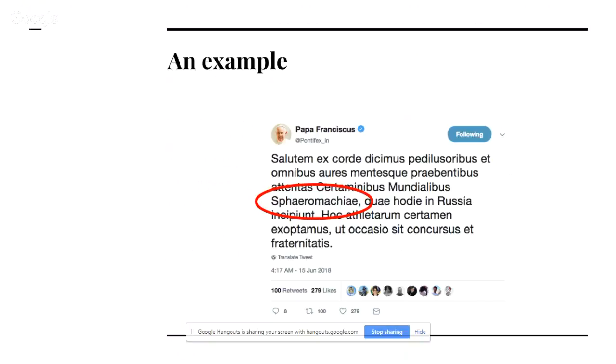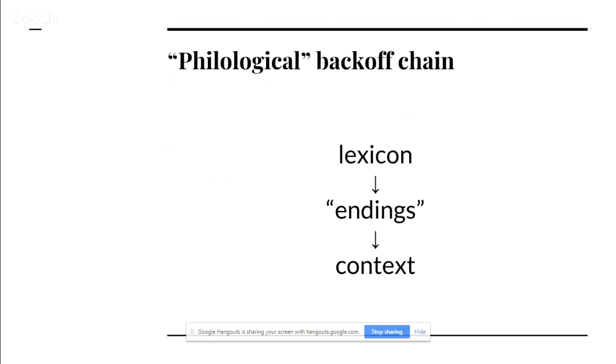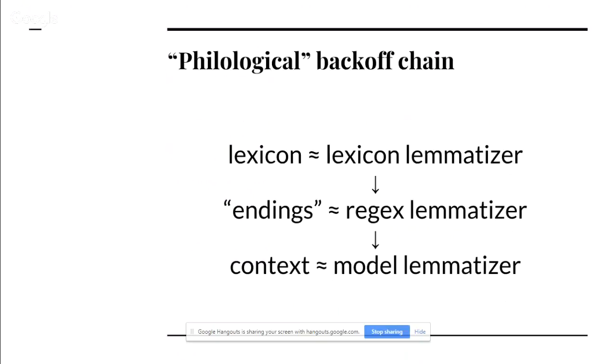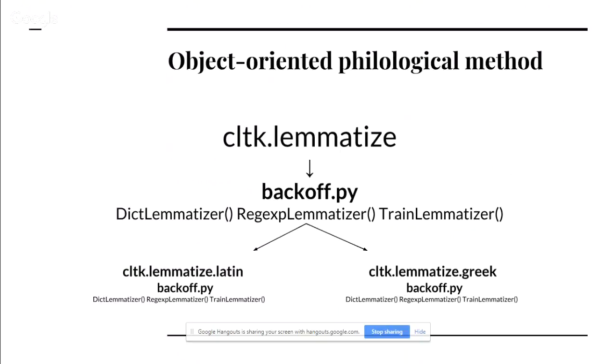This is why a backoff task seems to replicate my philological thinking in general. Again, the lexicon winds up looking quite a bit like that chain. The lexicon is like a dictionary or lexicon lemmatizer, like the regular expression lemmatizer, and context is like the model. And I'm increasingly working this into what I've been calling object-oriented philology. What I mean by that is, again, we have this kind of chain idea, this inheritance idea.